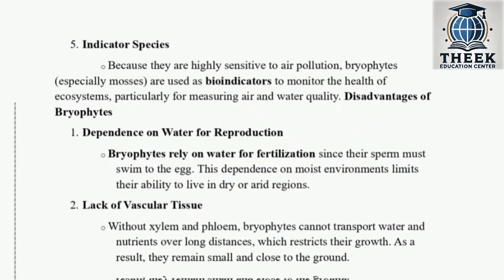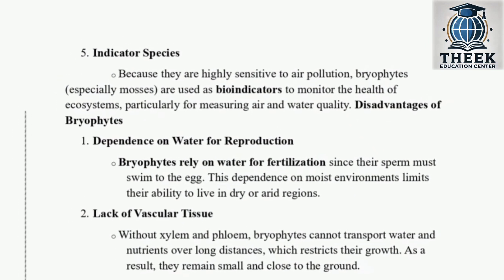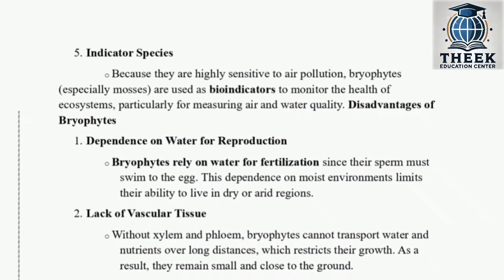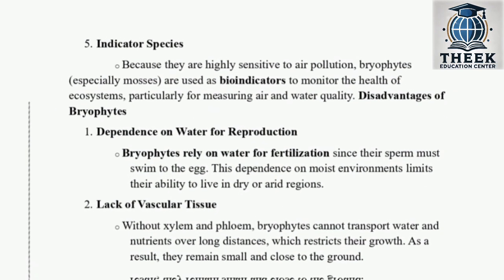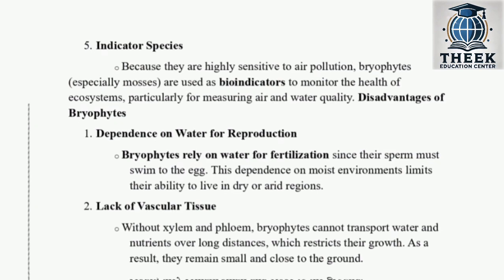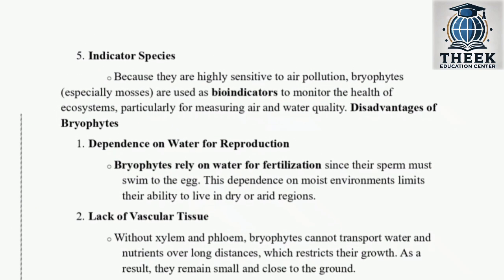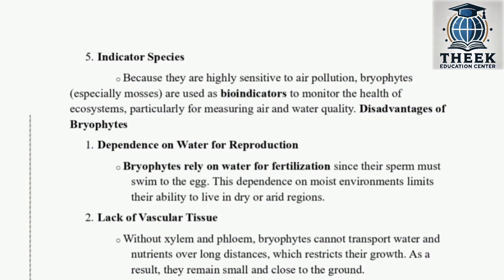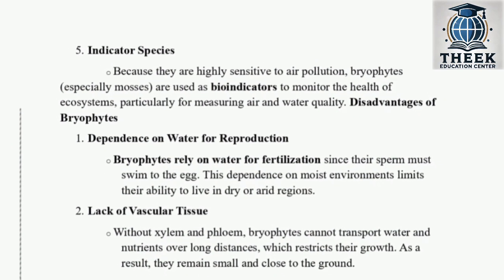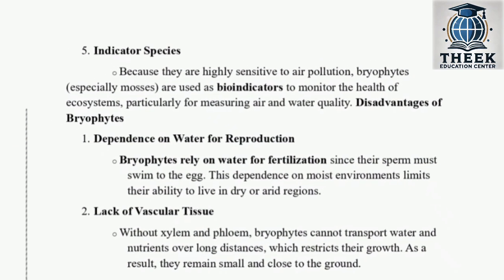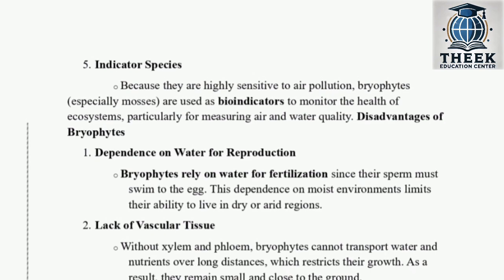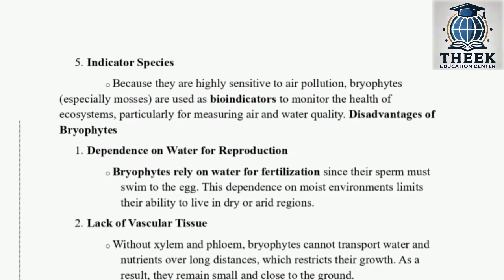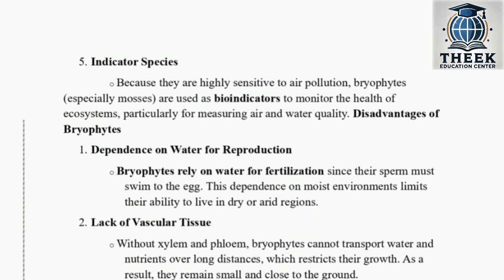Disadvantages of bryophytes: one, dependency on water for reproduction. That means this species cannot reproduce without water. Bryophytes rely on water for fertilization since their sperm must swim to the egg. This dependency on a moist environment limits their ability to live in dry or arid regions. That means they cannot survive where there is no water. They cannot reproduce.